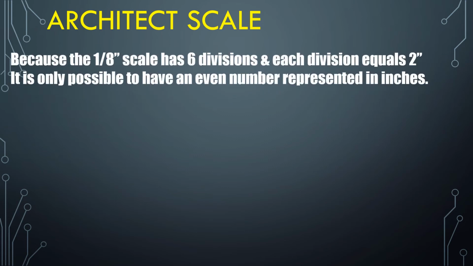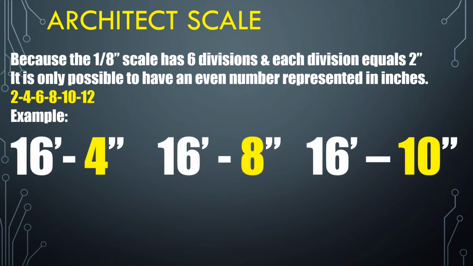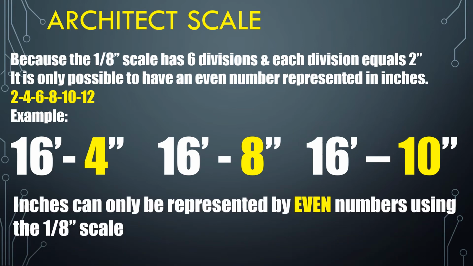Okay, because the 1/8 scale has 6 divisions and each division equals 2 inches, it is only possible to have even numbers represented in inches. 2, 4, 6, 8, 10, 12. Because that's what each division represents. So for example, you can have 16-4, 16-8, 16-10, but you can't give me 16-9 or 16-7 or 16-5. And remember, on feet, it doesn't matter. It can be even or odd, but on the inches, on the 1/8 scale, it's got to be an even number.